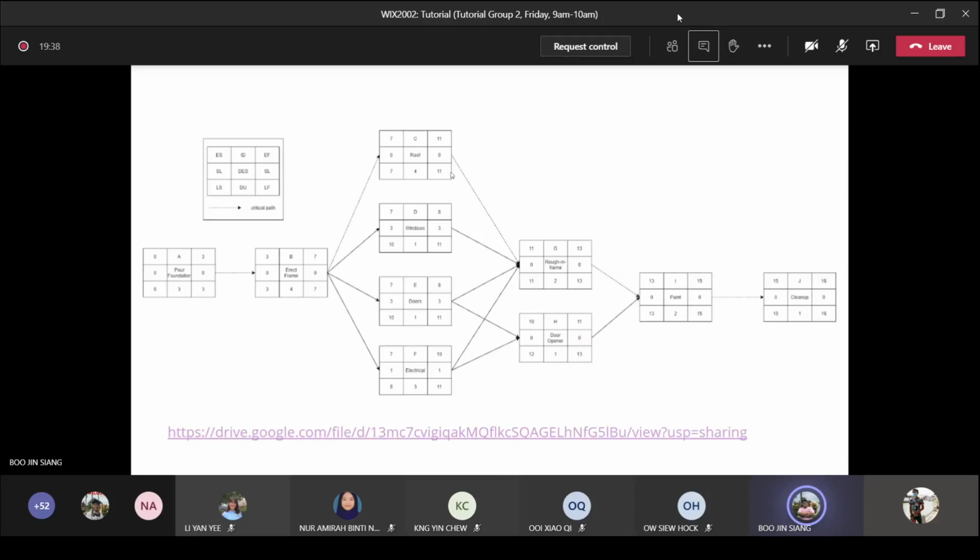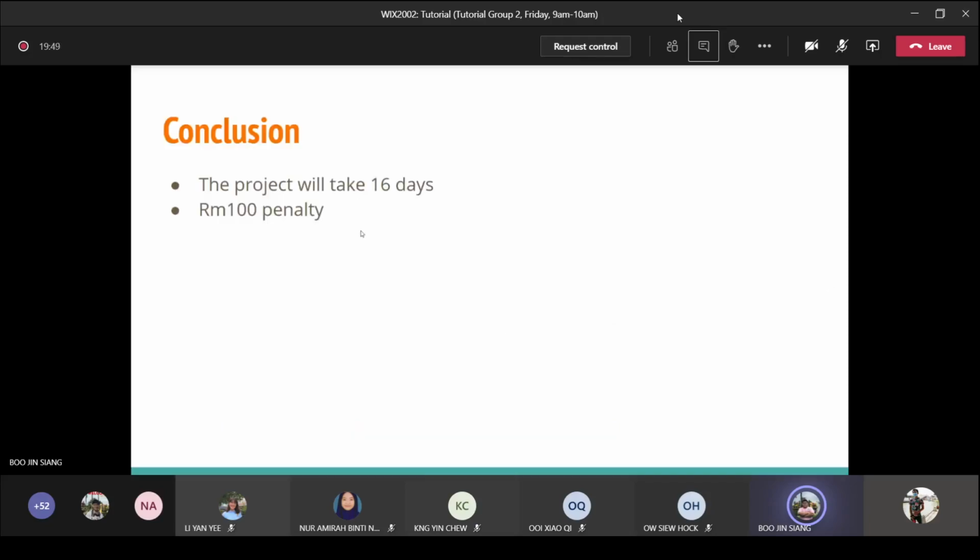Then after we do all the things, we get that the duration we need to finish this project is 16 days. So I will get a 100 ringgit penalty. That's all.